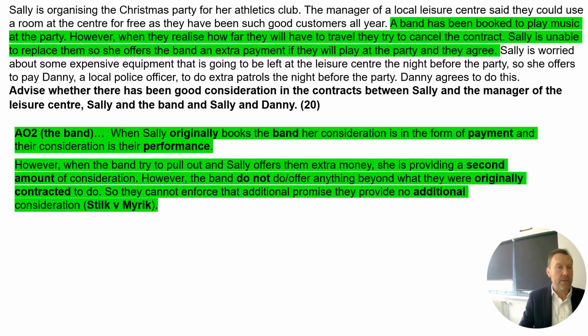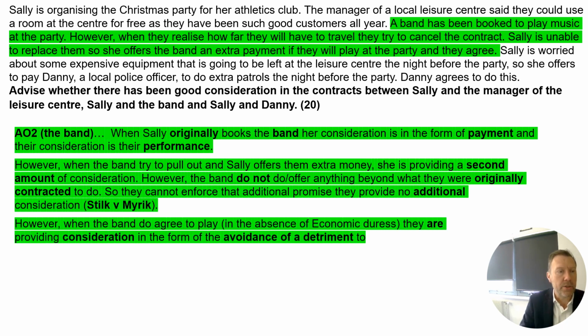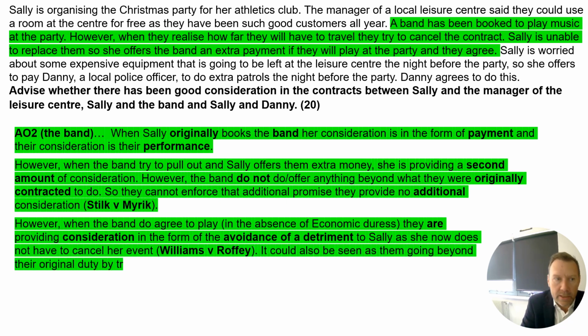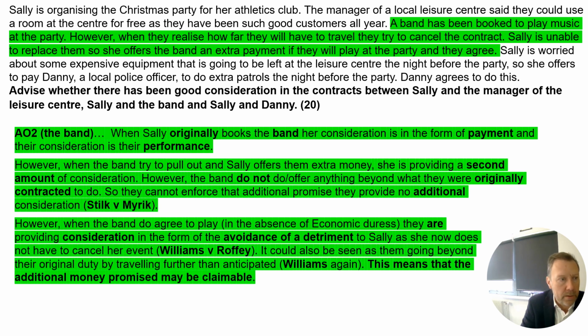And again, a student might leave it there, and the answer would be a bit lacking, because of course we've got another "however." It's possible to say that when they do agree to play for this extra money, this Williams versus Roffey principle becomes relevant, because now she's avoiding the detriment. Their agreement to play, after all, avoids the detriment to Sally of having to cancel the event or go through a lot of hassle in reorganising it.